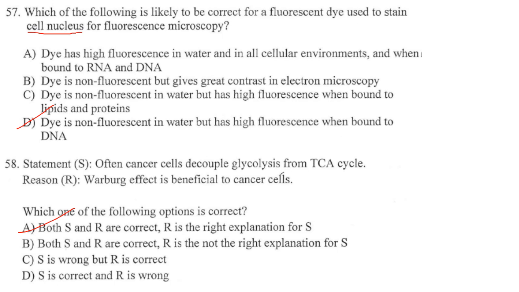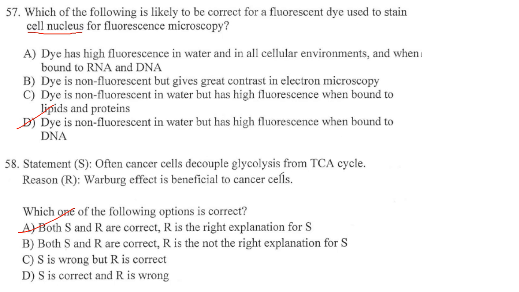Then, next one. Which of the following is likely to be correct for a fluorescent dye used to stain the cell nucleus for fluorescence microscopy? Dye has high fluorescence in water. If that is the case, then the whole thing will be fluorescing. You will not be able to distinguish your RNA, DNA or your nucleus, in all cellular environments and when bound to RNA and DNA. So A is not correct. Dye is non-fluorescent but gives great contrast in electron microscopy. That is also not correct.